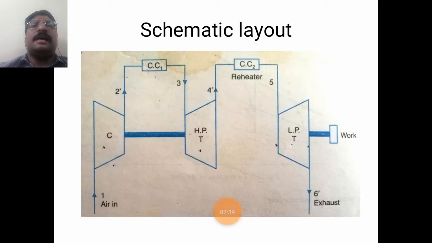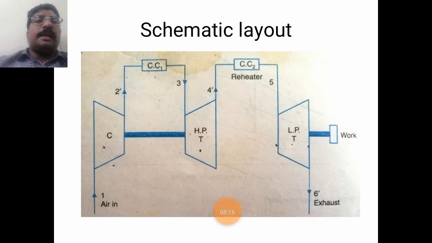Okay. So this is the schematic layout of the reheating cycle. See here, between the compressor and high pressure turbine, a combustion chamber is arranged, and between the high pressure turbine and low pressure turbine, a reheater is arranged. So the compressed air from the high pressure compressor is passed to the combustion chamber. In the combustion chamber, heating takes place, hot flue gases are generated, and the hot gases are passed to the high pressure turbine.